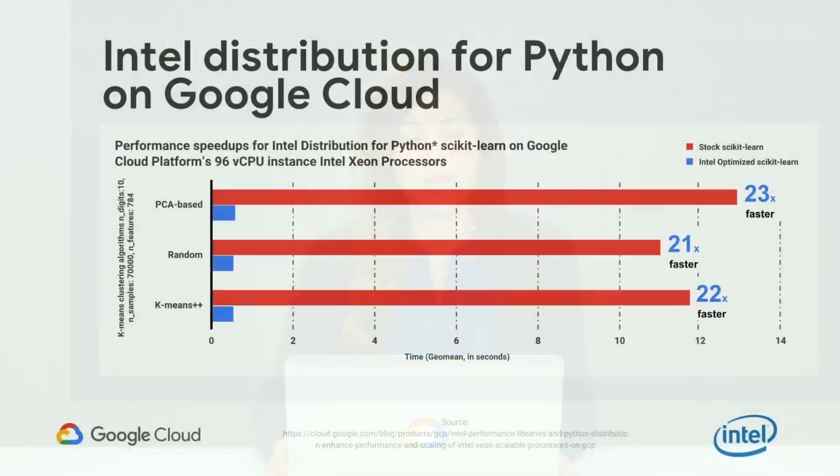And here is just an example of using the scikit-learn library in GCP environment to achieve significant performance speed up. This is using a k-means clustering algorithm. You can see gains of up to 23x faster for using the Intel scikit-learn versus a stock scikit-learn library from Python. And this is run on GCP on a 96 vCPU Skylake instance.